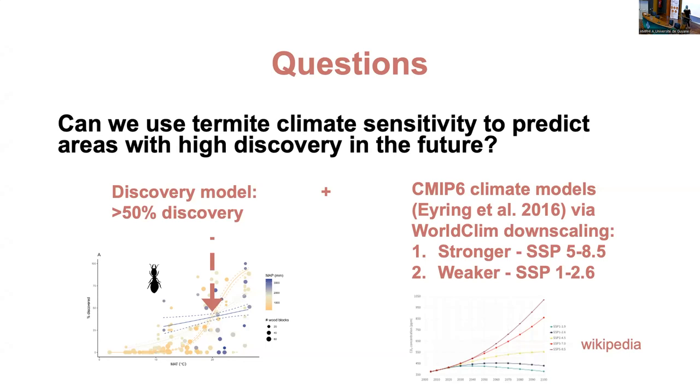And then we combined this with a WorldClim downscaling of CMIP6 climate models. We had a stronger model where things are going to get much worse by the end of the century, so an SSP 5-8.5, and then a weaker model, SSP 1-2.6, where things are possibly getting a little bit better. And what we were predicting was what would happen by mid-century.